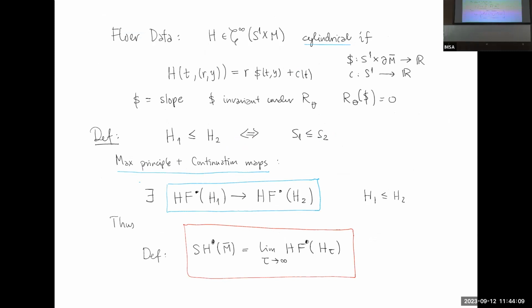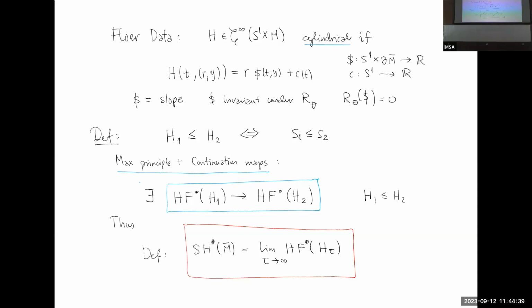the circle. Okay. And then what happens is that this slope is going to be cylindrical if this slope is invariant in the Bragg field. I'm not going to get into details of that. There's a particular vector field and then S1 is invariant to that. And so the definition is that you say that two Hamiltonians are going to be compared, or one is smaller than the other, if the slopes are smaller.